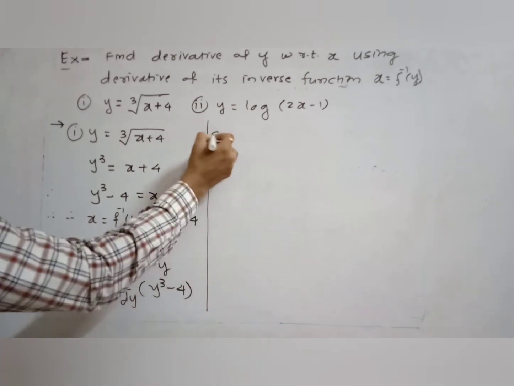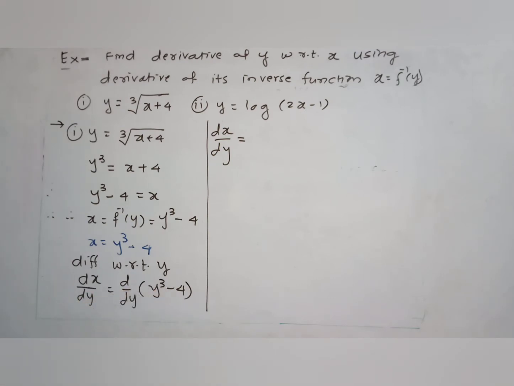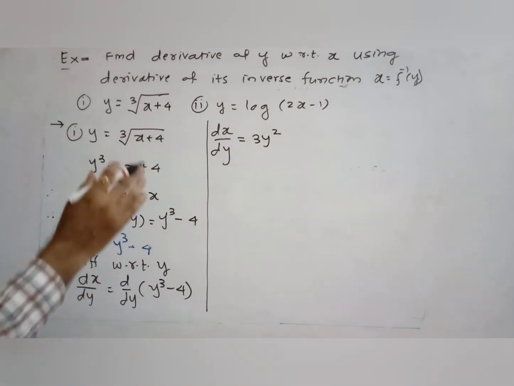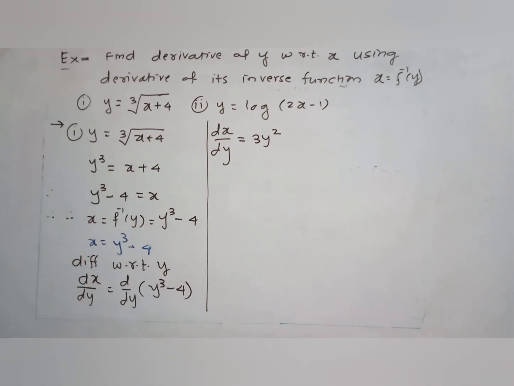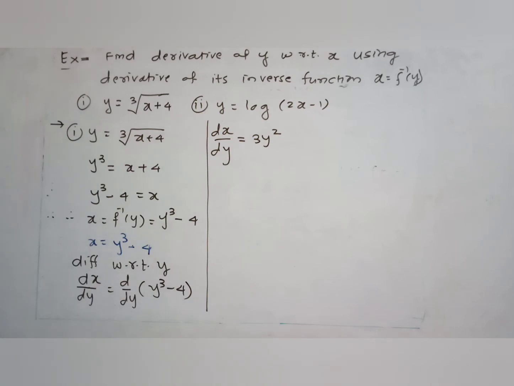Which means dx by dy is equal to d by dy of y cube minus 4. It's just like d by dx of x cube minus 4. D by dy of y cube minus 4 is the same as d by dx of x cube minus 4. You write x cube derivative is 3x square. In the same way, y cube derivative is 3y square with respect to y. So there is no need of multiplying this expression by any other thing. So d by dy of y cube is 3y square minus d by dy of 4 is 0. A constant's derivative is 0. So dx by dy is 3y square.